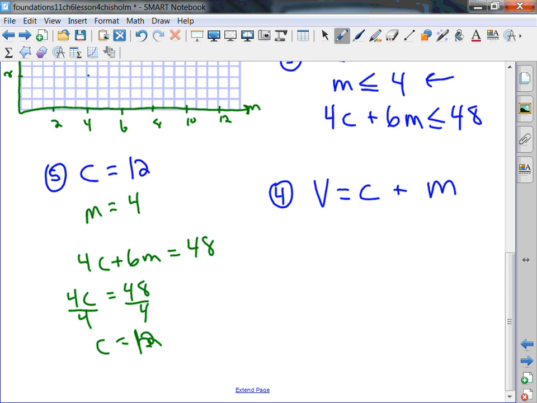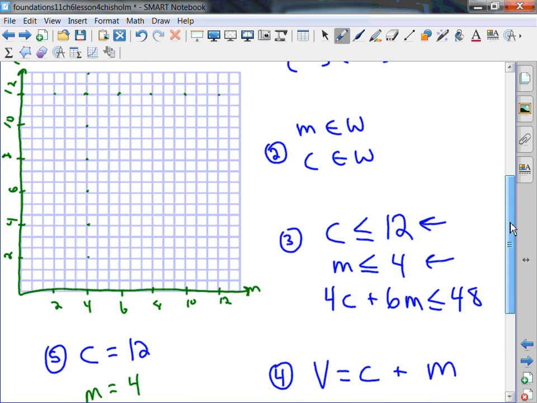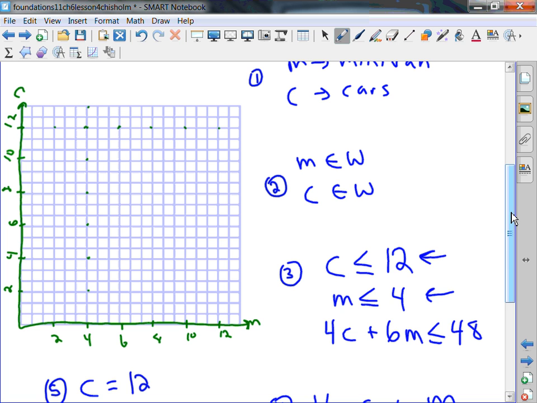C equals 12. For the m-intercept, c is 0, so it's just 6m equals 48. Divide by 6, and we get m equals 8. So we have a c-intercept of 12 and an m-intercept of 8. Let's go up and do that. C-intercept of 12 right there, m-intercept of 8 right here, and we're just going to try and connect them. Approximately like that. Do our best.